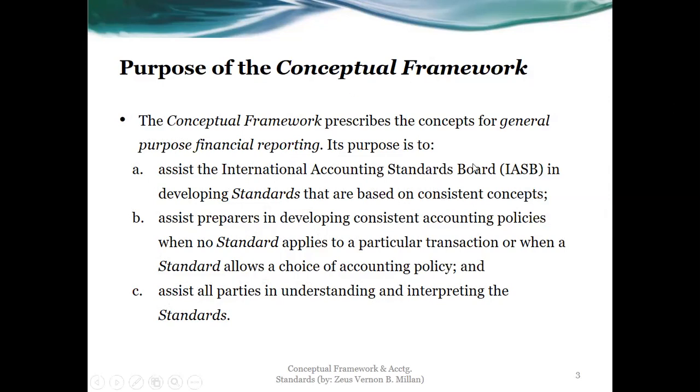The IASB, as I said, is the board based in London, United Kingdom, that is in charge of the development of accounting standards. These accounting standards are to be used by businesses, accountants, and auditors in the field to apply to certain transactions. The concepts are consistent, meaning they are connected with each other. They are to be applied on a consistent, meaning uniform, basis, unless meaningful changes should be applied.